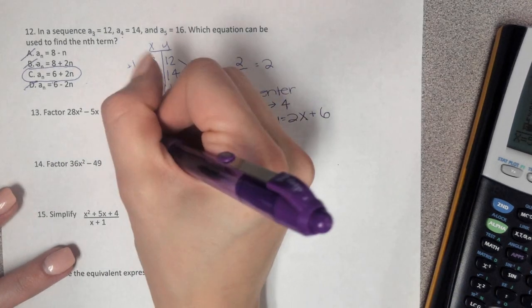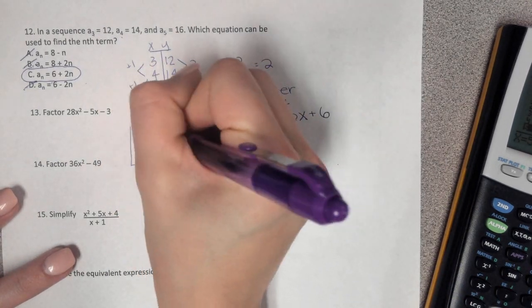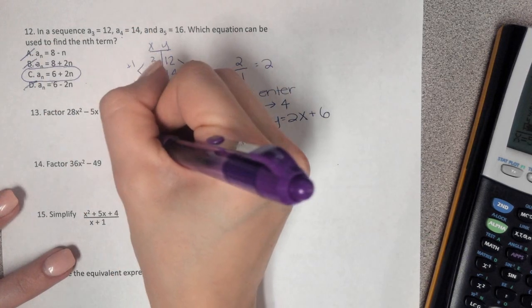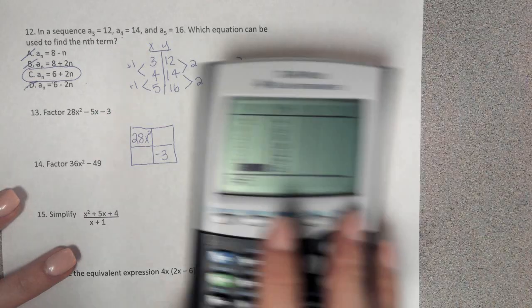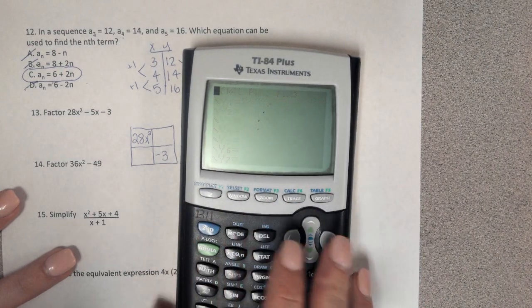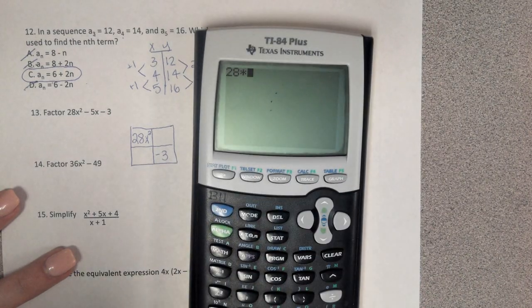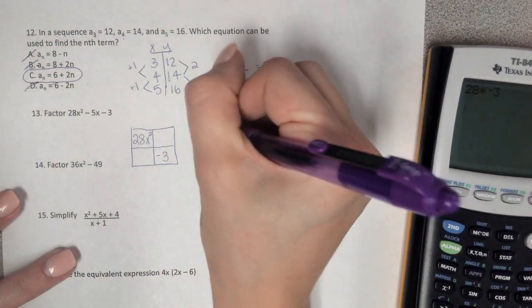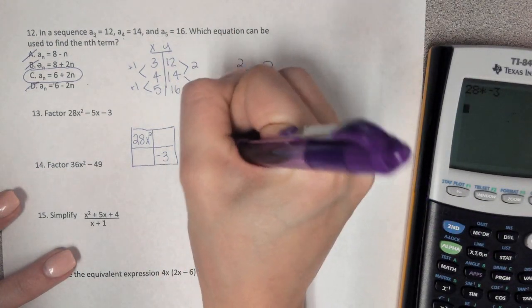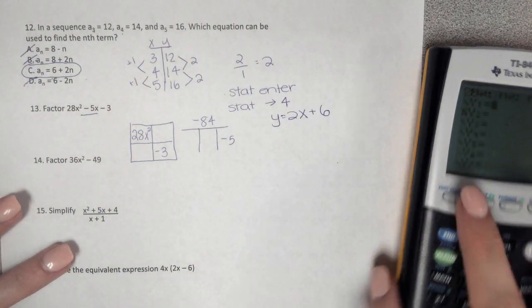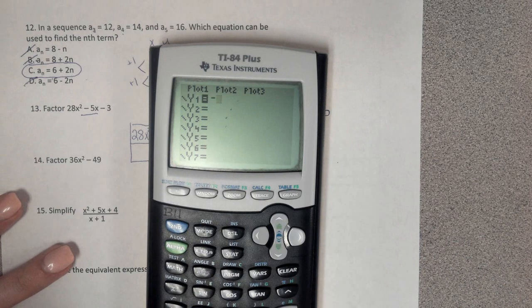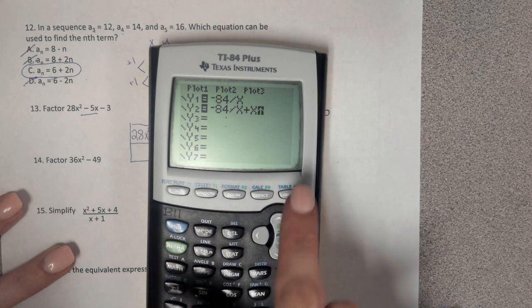13. To factor, we need to use our box. The first term in the first box, that 28x squared, negative 3 in the last box. We need to find the factors of 28 times negative 3, which is a negative 84, that add to give you that middle term, which is a negative 5. If you don't remember how to find your factors, you can take the number divided by x in y1, the number divided by x plus x in y2.